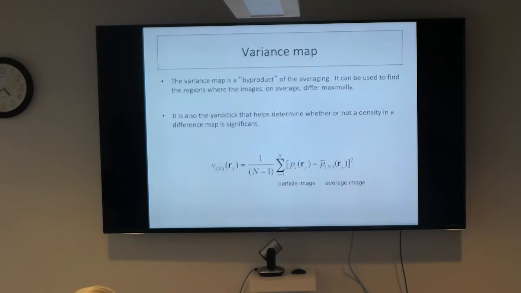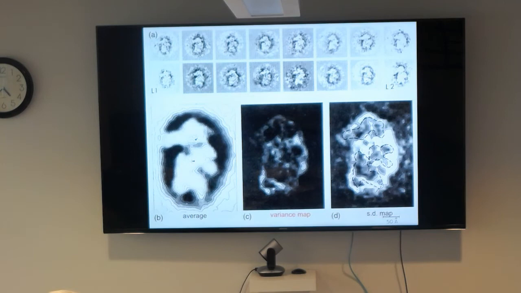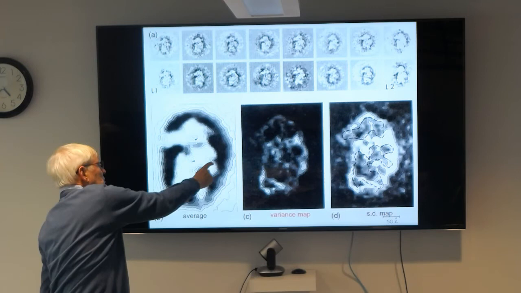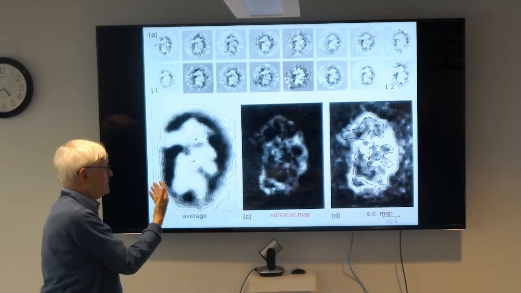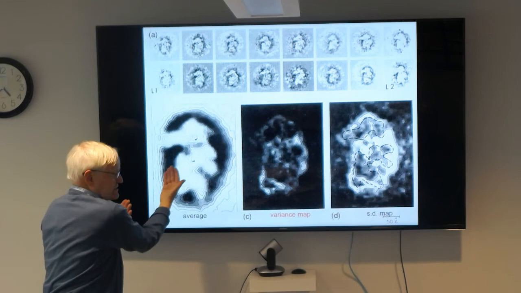I just want to indicate that as a byproduct of averaging, we always get a variance map, and here is an example of a variance map in this paper that I told you about. So it's very instructive. This is a small subunit of the HeLa ribosome in a particular preferred orientation. It's forced into this orientation by the negative stain because it loves to lie on this side or the other side. So this is just a left-facing view.